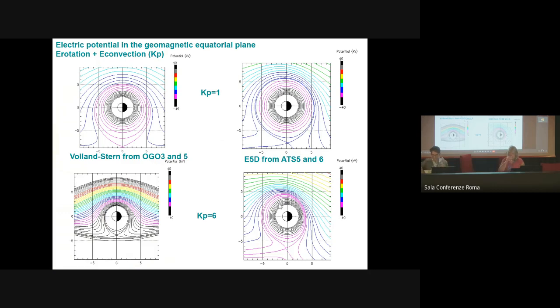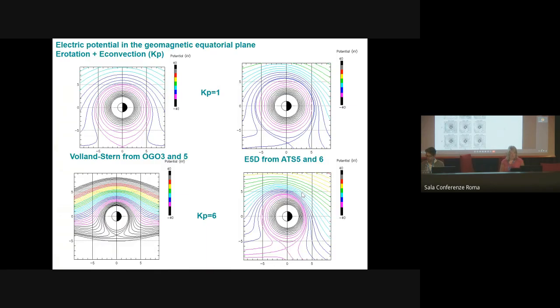This is the region where the plasmapause is formed, here in the post-midnight sector, because you can see that it's here that the gradient is the highest for the electric potential.